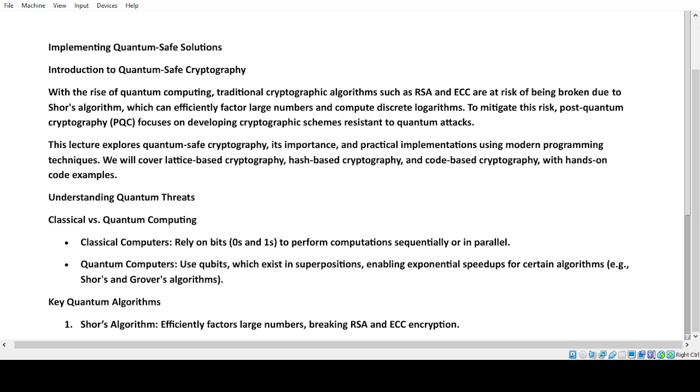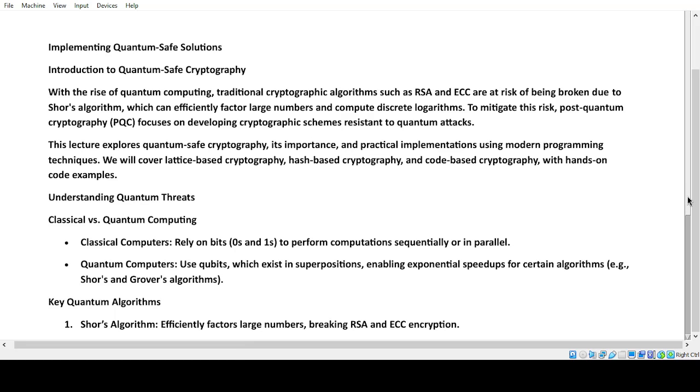We will cover lattice-based cryptography, hash-based cryptography, and code-based cryptography, with hands-on code examples. Understanding quantum threats. Classical versus quantum computing. Classical computers rely on bits, zeros and ones, to perform computations sequentially or in parallel. Quantum computers use qubits, which exist in superpositions, enabling exponential speedups for certain algorithms, e.g., Shor's and Grover's algorithms.